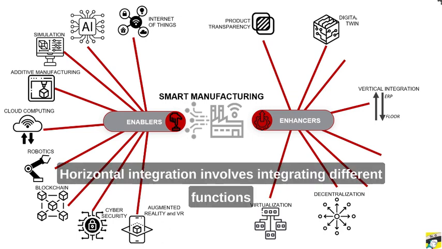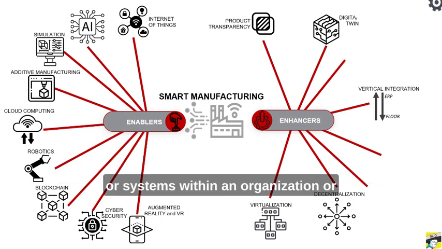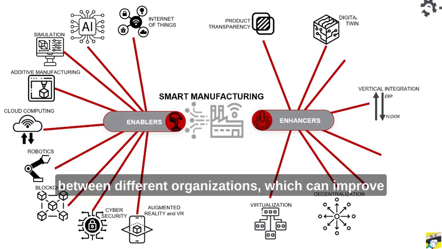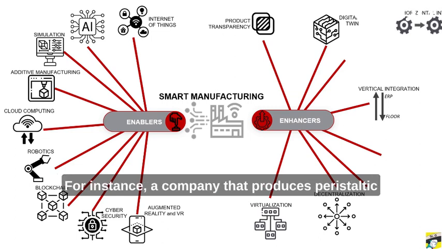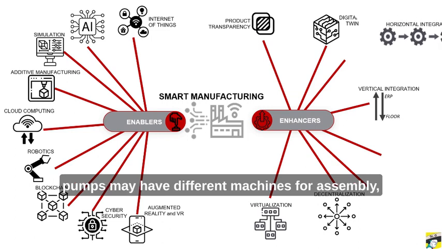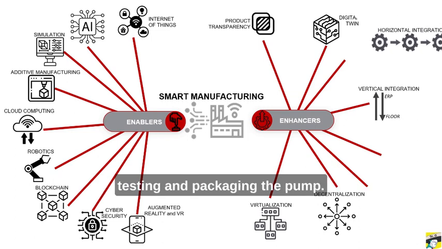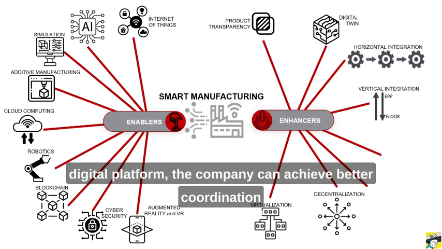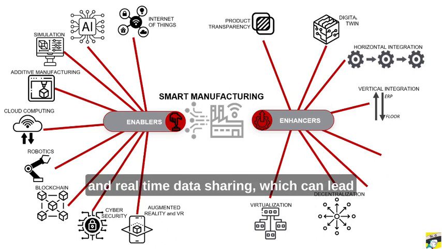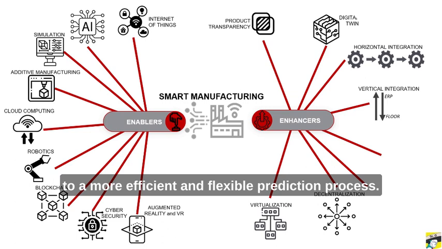Horizontal integration involves integrating different functions or systems within an organization or between different organizations, which can improve communication, coordination, and collaboration. For instance, a company that produces peristaltic pumps may have different machines for assembly, testing, and packaging the pump. By integrating these machines and systems using a digital platform, the company can achieve better coordination and real time data sharing, which can lead to a more efficient and flexible production process.